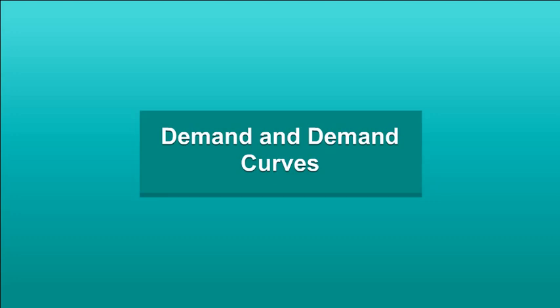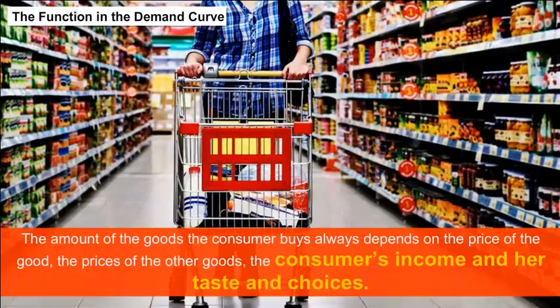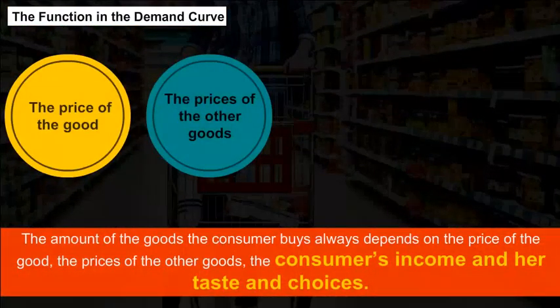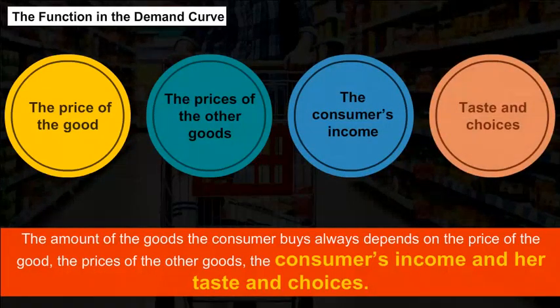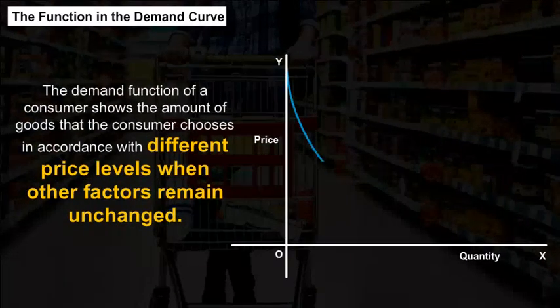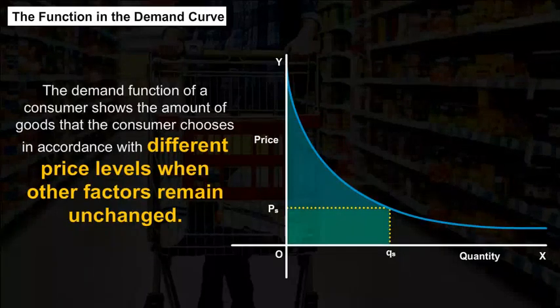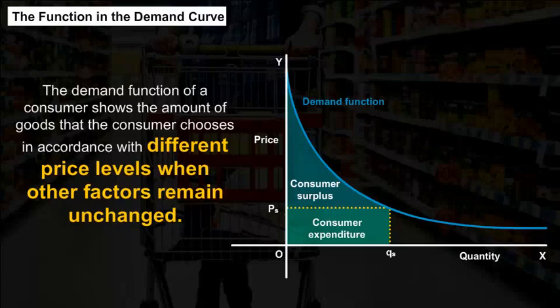Demand and demand curves. The function of the demand curve. The amount of the good the consumer buys always depends on the price of the good, the prices of the other goods, the consumer's income, and her tastes and choices. The demand function of a consumer shows the amount of goods that the consumer chooses in accordance with different price levels when other factors remain unchanged.